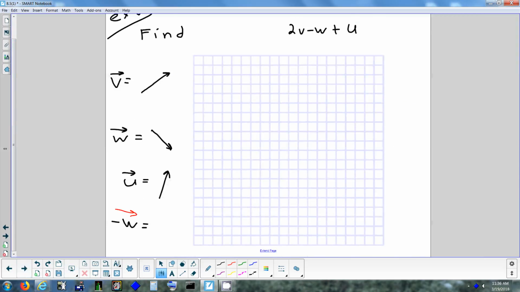So we'll just take w and have it point the other way. Now I have all the pieces I need to stack together. But I need to look at where I'm going to go to get an idea where I should start. So v is up and to the right, w is down and to the right, oh, I'm sorry, negative w is up and to the left, and u is up and to the right.